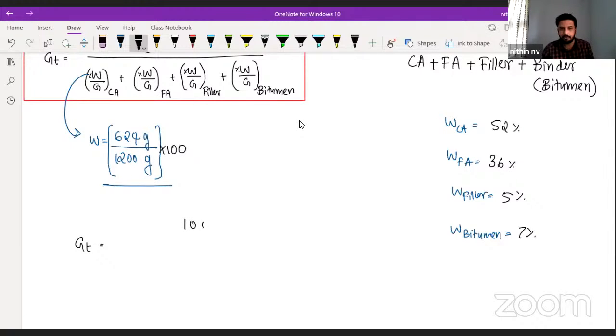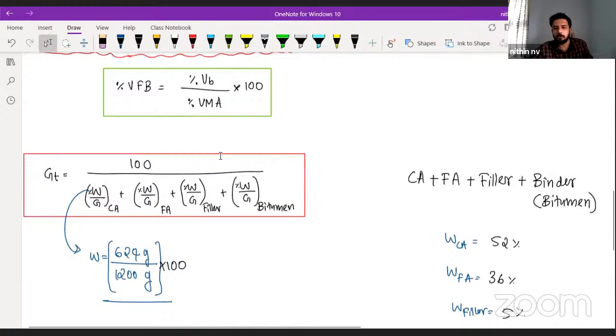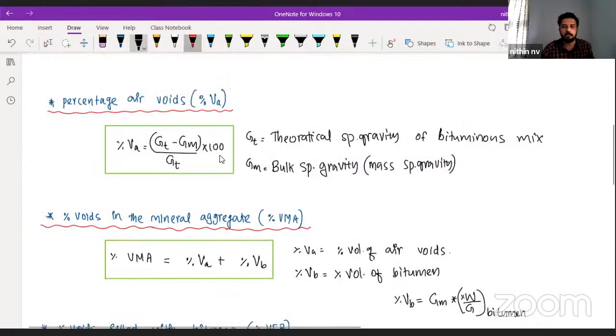So 100 divided by all the values. Don't put 2.66 divided by 52; don't make that mistake. It is W by G. So 52 divided by 2.66 plus 36 divided by 2.76, plus 5 divided by 2.9, plus 7 divided by 0.99. I hope I have not made any mistake. You are going to get 2.416. Are you getting the same? Okay, thank you. Now you can go back to the equation and substitute there. That's it, as simple as that.